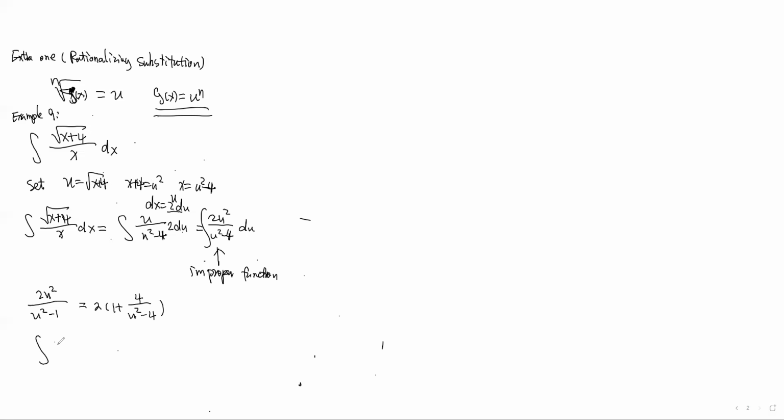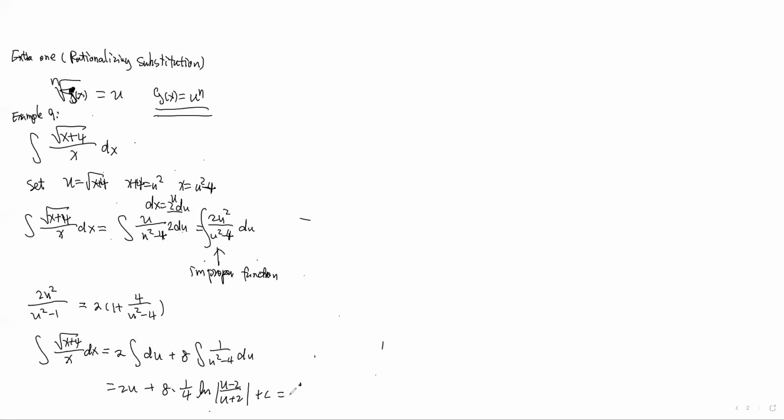Anyway, so we have the square root of x plus 4 over x dx is 2 times du plus 8 times 1 over u squared minus 4 du, right? So we have this is 2u plus this term. So this is 8 times 1 over 4 ln of absolute value of (u minus 2) over (u plus 2) plus c.